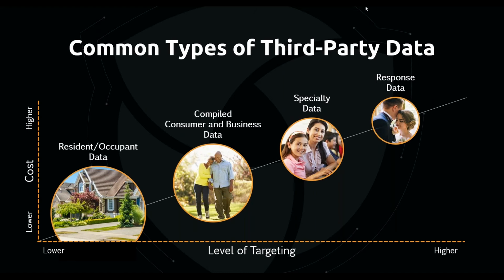As the data gets more targeted, like for example within the specialty data and the response data, the universes are going to get much smaller, meaning there are less records to work with, but the level of targeting is much, much higher. In addition, that is going to carry a higher cost.